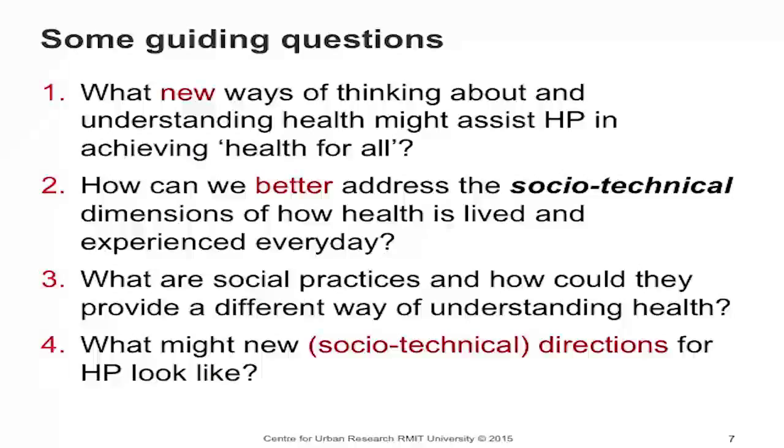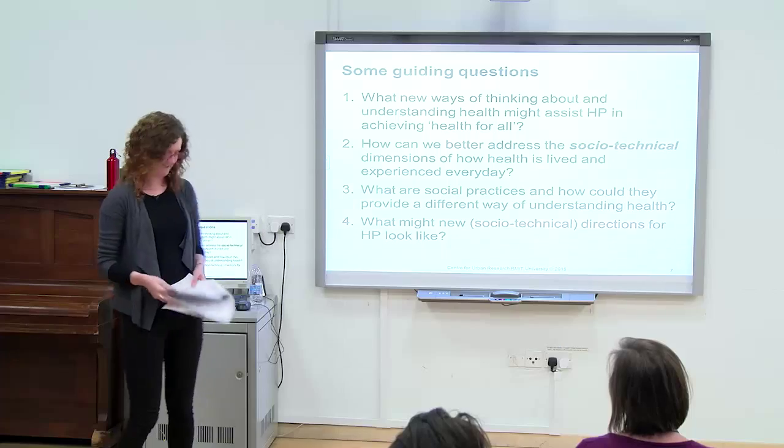So I had some guiding questions, and these have been informing my thinking over the last couple of years. I'll just read them out. What new ways of thinking about and understanding health might assist health promotion in achieving health for all? How can we better address the socio-technical or socio-material dimensions of how health is lived and experienced every day? What are social practices and how could they provide a different way of understanding health? And in responding to Baum, what might new socio-technical or socio-material directions for health promotion look like? I don't necessarily have all the answers for these yet.